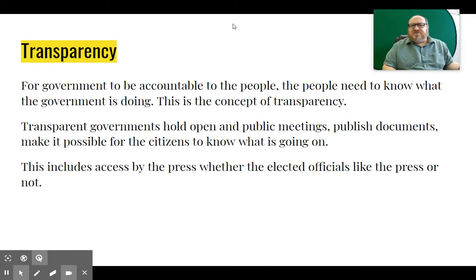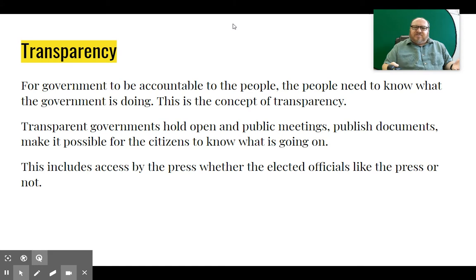Okay? Transparency goes right along with accountability. You can't be an accountable government if you're not a transparent government. Okay? So a transparent government is a government that allows the people to see and know what is going on. So they have open public meetings, they publish documents explaining what's going on to make it possible for citizens to learn and find out. That includes access by the press. Wherever the elected officials are, the press needs to be allowed to be there and see what's going on.